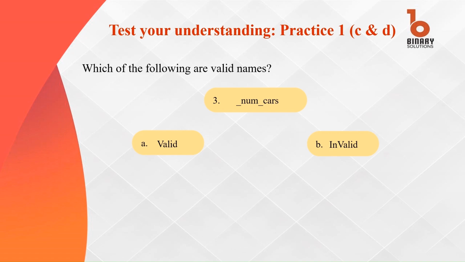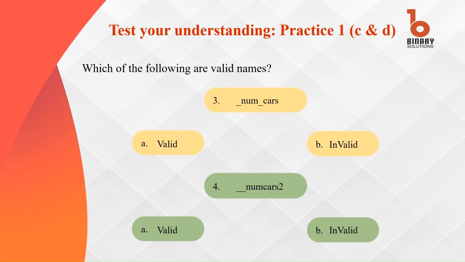Think back to what we've covered about starting with letters or underscores. What do you think? Think about it and type your answer in comments. Here's your fourth question. Check out this identifier, Numcars2. Do you think it's valid in Python? Remember, we talked about identifiers that start with double underscores. Think wisely. Let's see if you can ace this one.